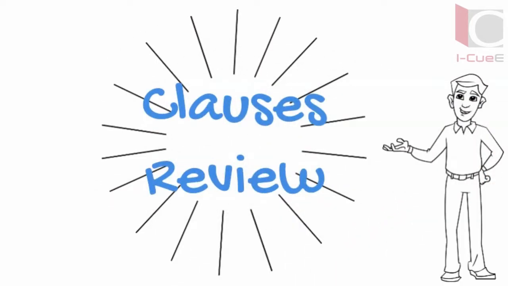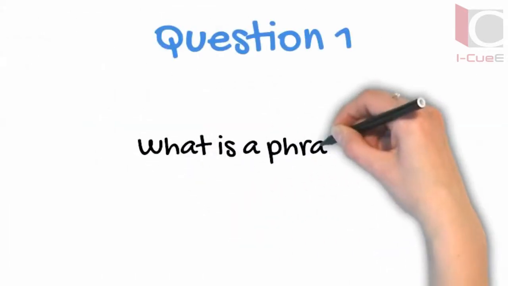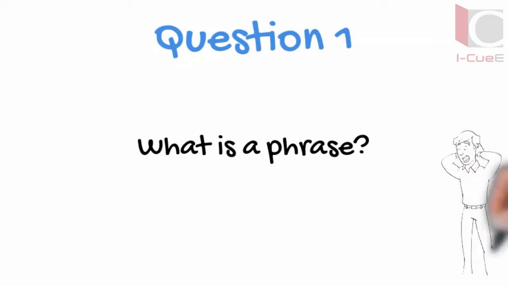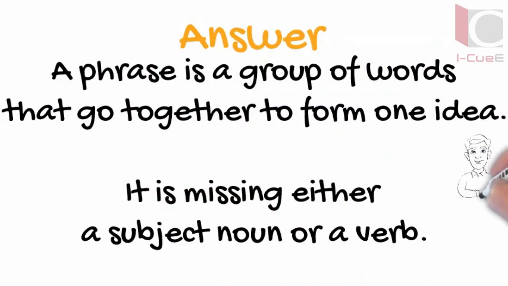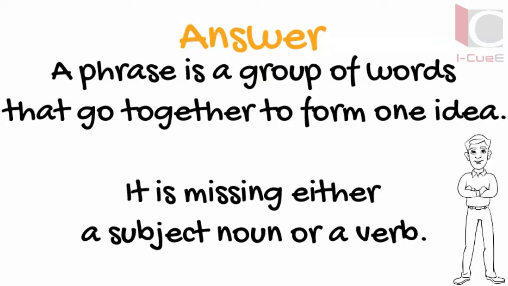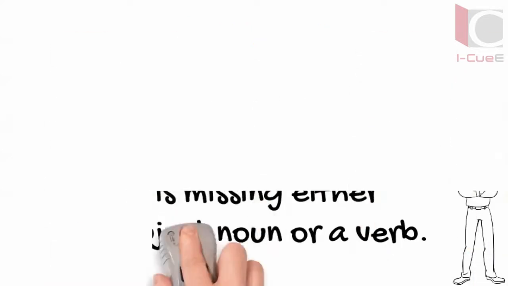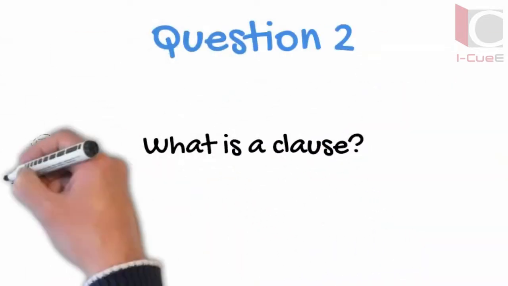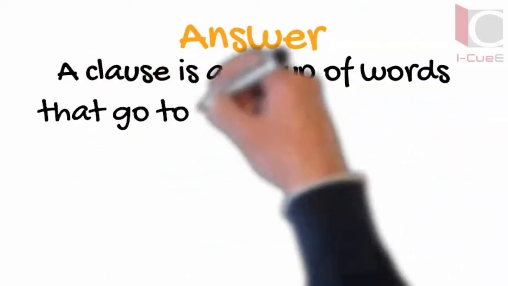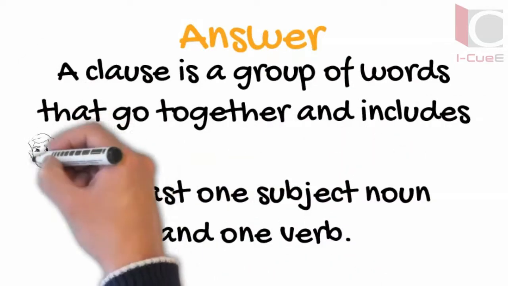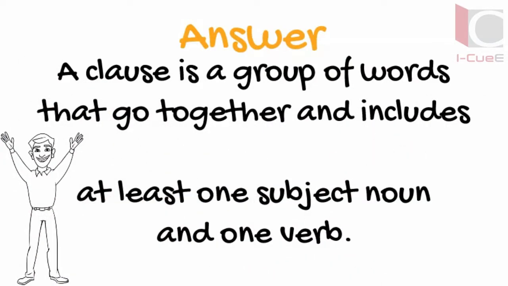Clauses review. What is a phrase? A phrase is a group of words that go together to form one idea. It is missing either a subject noun or a verb. What is a clause? A clause is a group of words that go together and includes at least one subject noun and one verb.